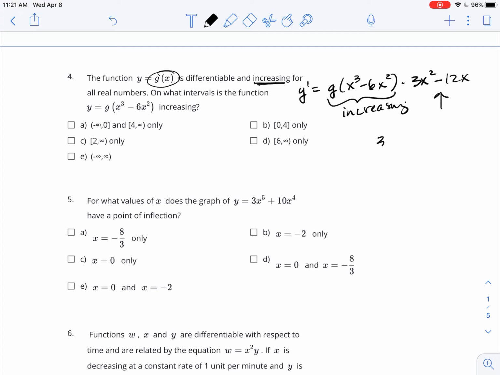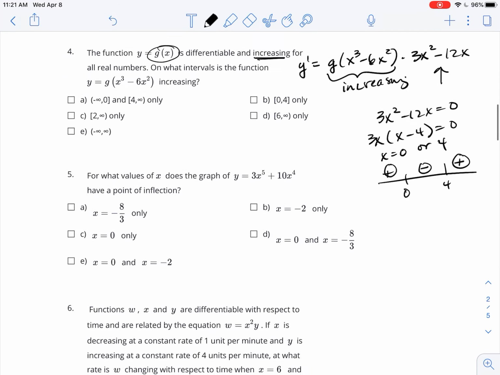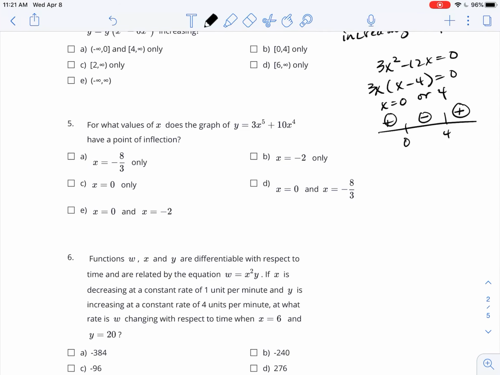And so what I don't know is where this part of it is going to be increasing. And so I will set this guy equal to 0 and solve. I'm going to factor out a 3x, that leaves me x minus 4, and so x is 0 or 4. And on a number line, if I test these intervals, I'm going to have positive, negative, and positive. So increasing will be from negative infinity to 0 and 4 to infinity.